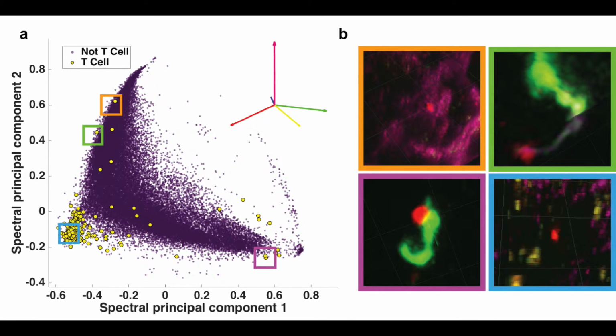Principal component analysis on this data showed that the majority of T cells form a distinct cluster. However, there are also many spectral outliers owing to overlap with other fluorescent structures within the lymph node.